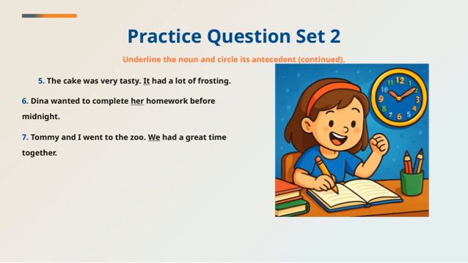Remember, underlining the noun and circling its antecedent is a good practice to help us track these relationships. This exercise not only improves our grammar, but also makes our communication more precise and effective. As we go through practice questions, keep these connections in mind, and you'll find it easier to identify the correct antecedents and improve your overall language skills.